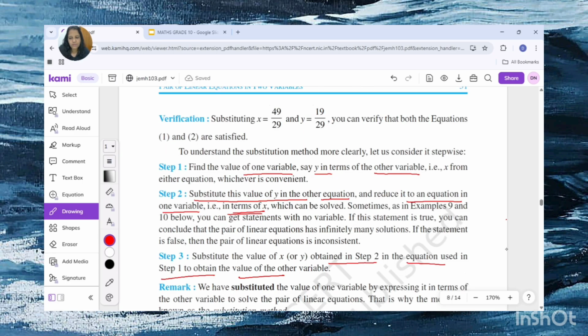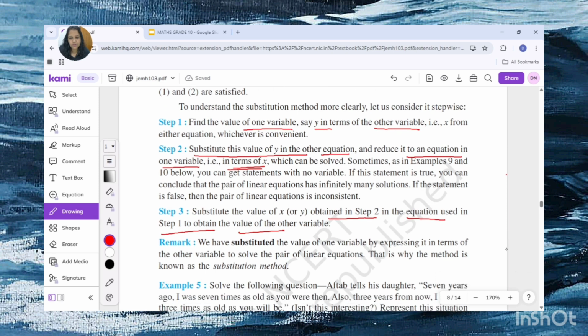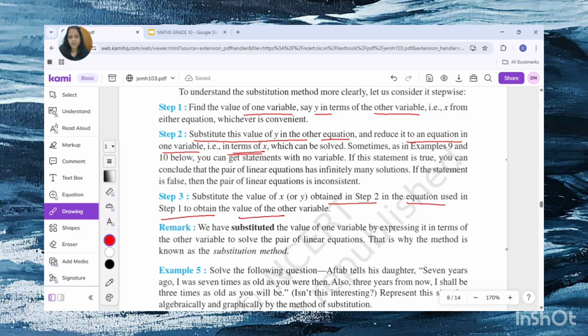So basically what we did, we first tried to find the value of one variable and then substituted it into any of the equations in order to find the value of the other variable.